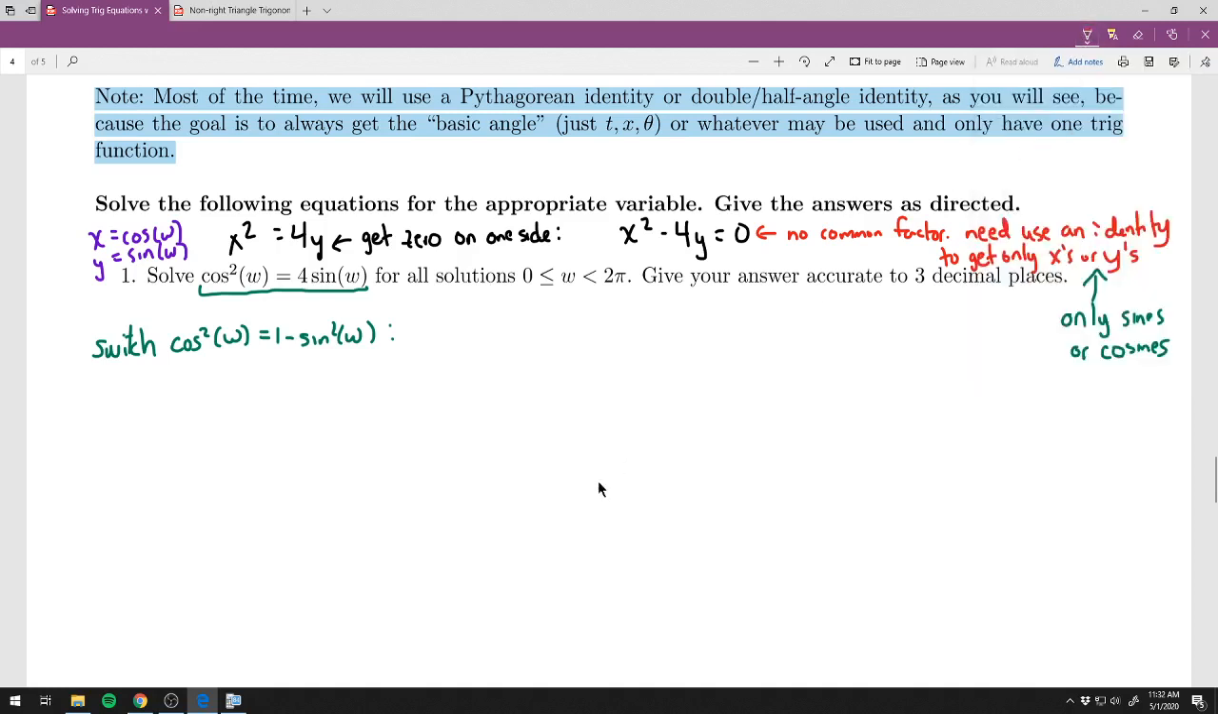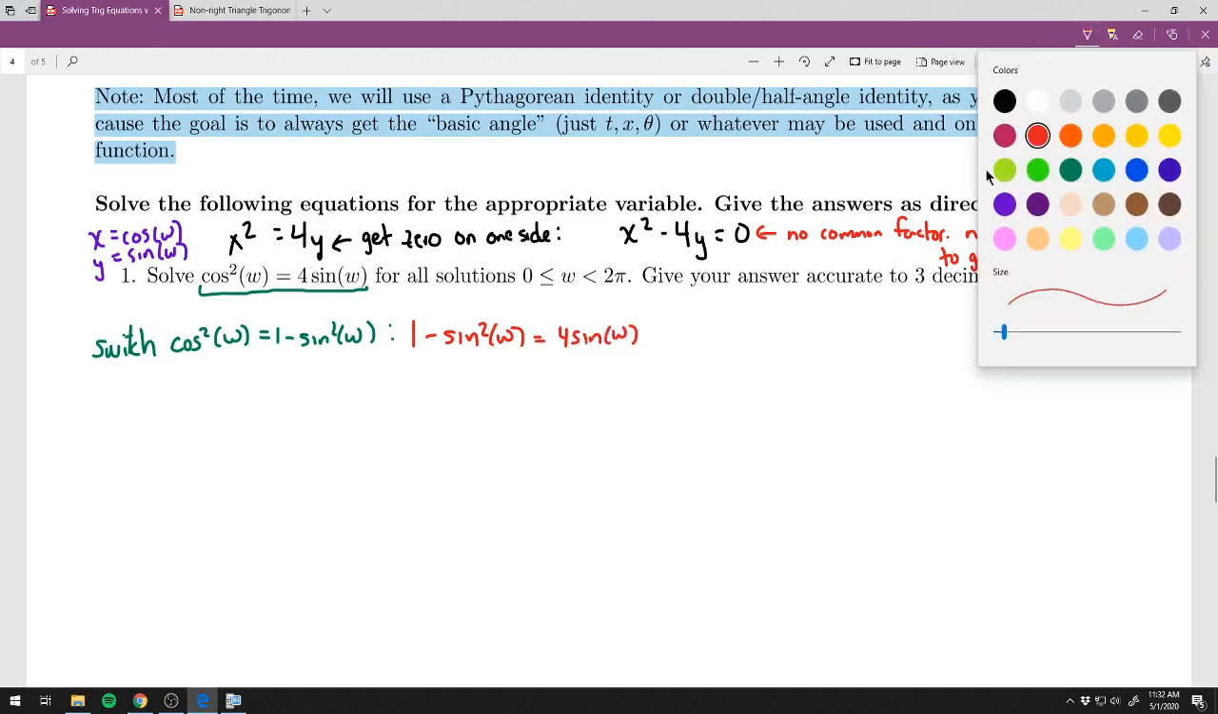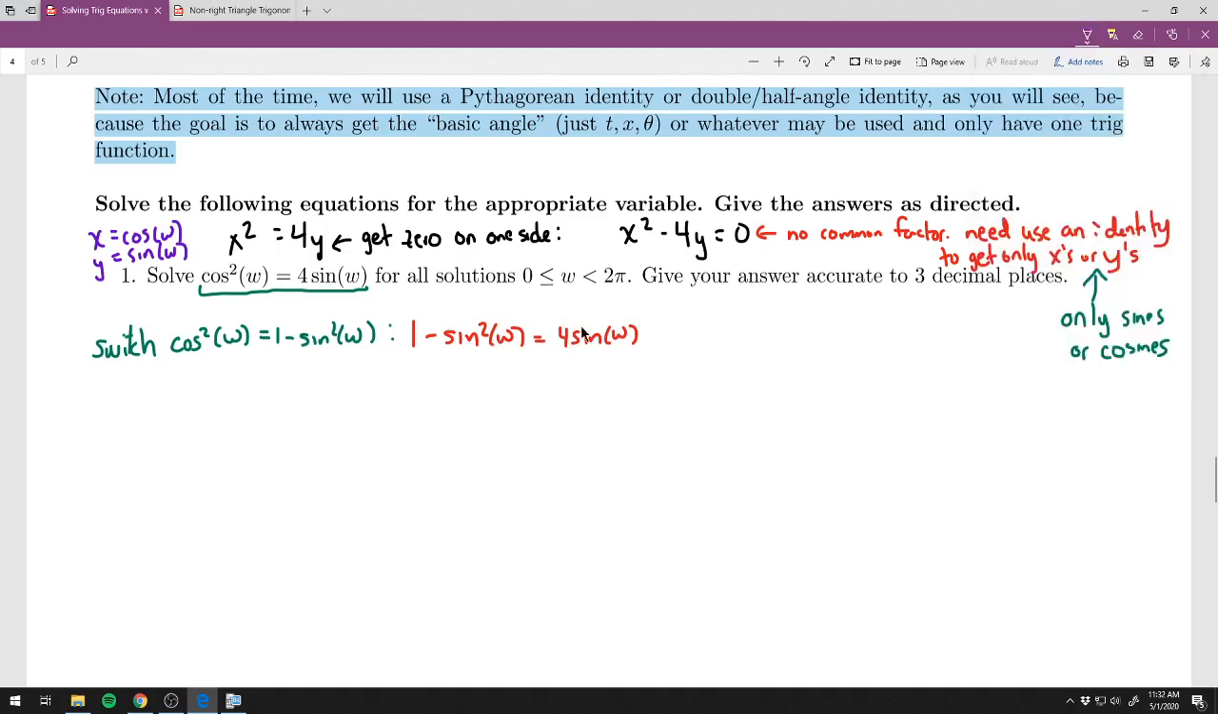Okay. So let's go ahead and do that. I'm just going to plug it in with the actual sines and cosines, not use the letters right now. We get 1 minus sine squared of w equals 4 sine of w. You know, it kind of makes it look messier, but the important thing here is that we only have sine. So if we were to go through and replace, we would have y squareds and y's, no x squared with a y. We still want to think about factoring. So we want 0 on one side.